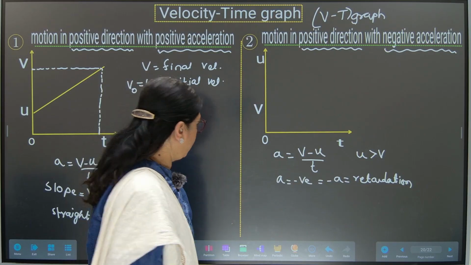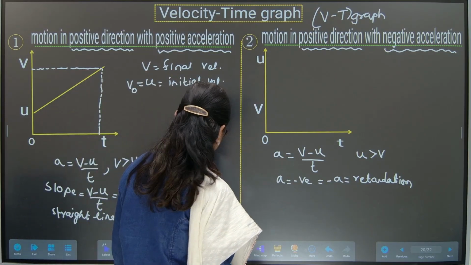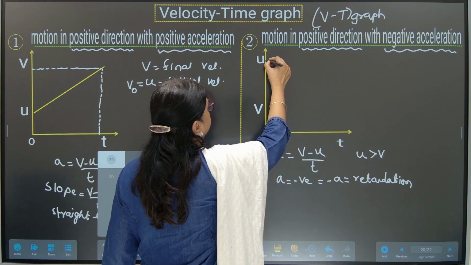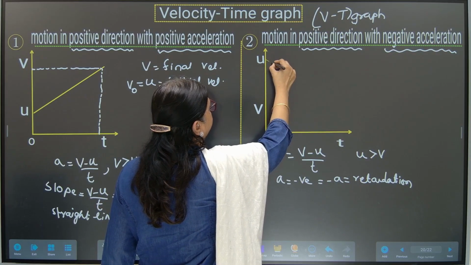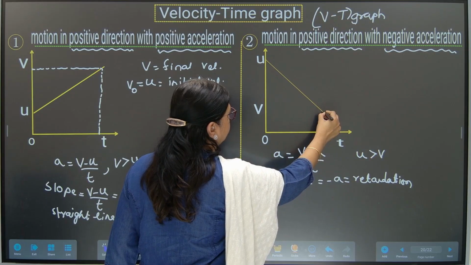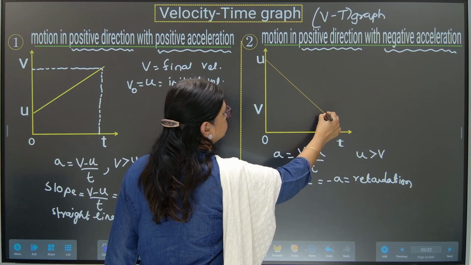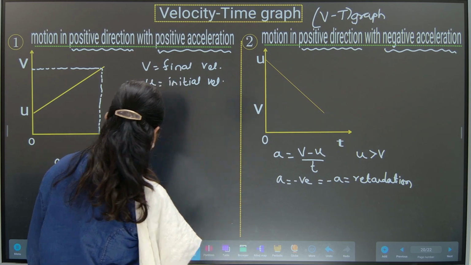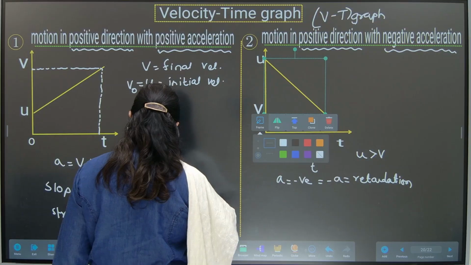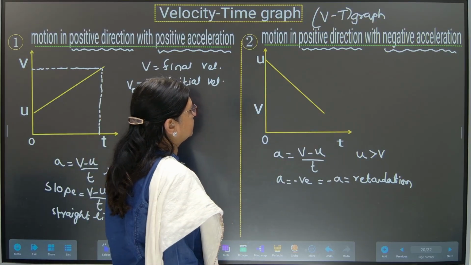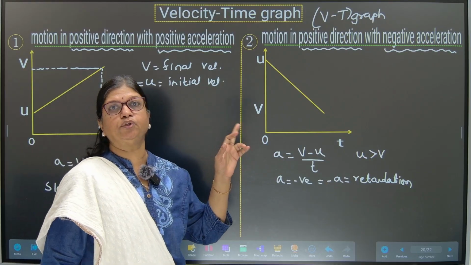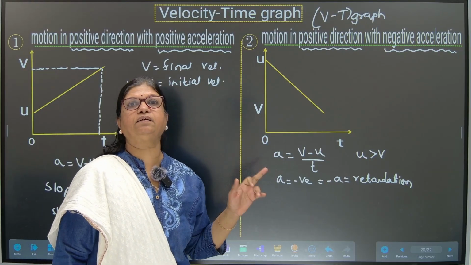Fine. So how do I draw a graph in this case? The graph in this case will start from a bigger value of u to a lower value of v. Agreed? Okay. So this is the graph that can be drawn for a negative acceleration. Now as can be seen here, the value of u is greater than v.